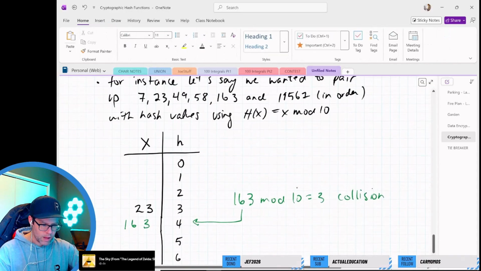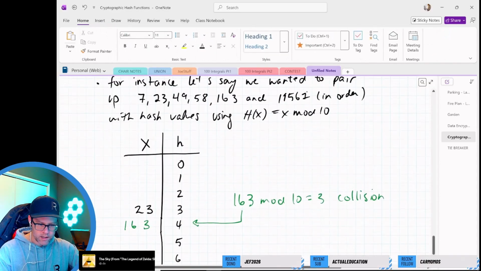And I think something similar will happen for our last one as well. Somebody uses 19567. It goes into our function. The output is 7.